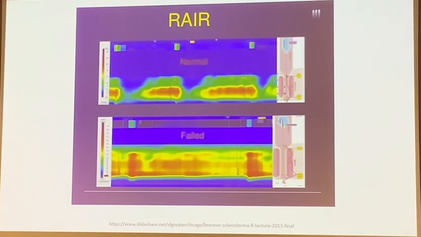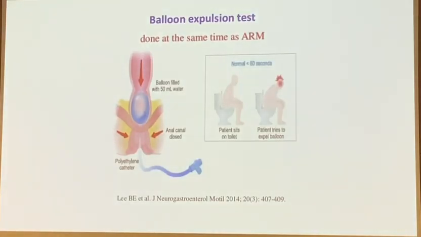Just for example, there's a balloon in the rectum, and then they inflate the balloon. If there is failed relaxation, this indicates a possible Hirschsprung disease. If it is very short, it will not appear in the barium enema. A balloon expulsion test asks the patient to push a balloon, also for functional outlet problems.